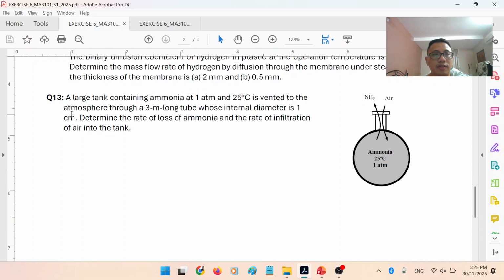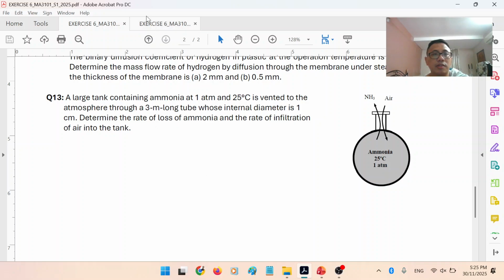Now we have the last question. A large tank containing ammonia at 1 atmospheric pressure and 25 degrees Celsius is vented to the atmosphere through a 3-meter long tube whose internal diameter is 1 centimeter. Determine the rate of loss of ammonia and the rate of infiltration of air into the tank. So we want to know the ammonia gas diffused out from the container and also the air diffused into the container.